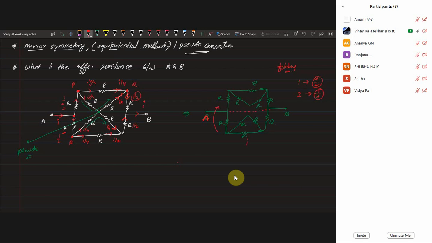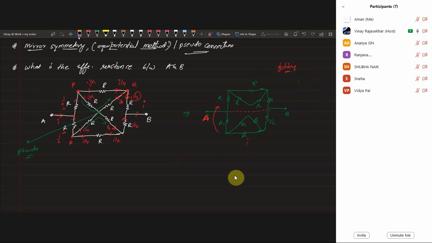If you are going to fold for the third time, then you can take it as 1 by 2 into 1 by 4, that is 1 by 8. For example, in this circuit, if folding is applicable 2 times, then we have to divide the resistance by R by 4. If 3 times folding is applicable, then you have to divide the resistance by R by 8, like that. Understood this point, students? Now please listen.